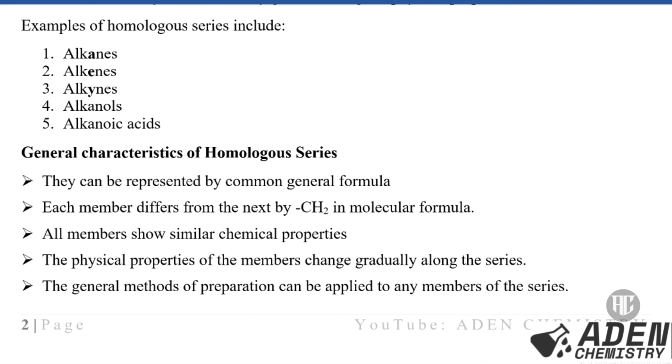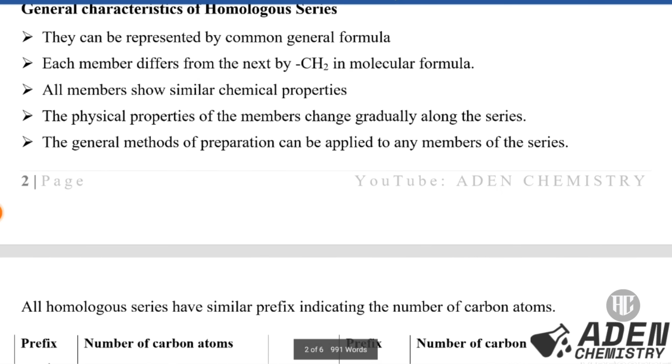So number 1, they can be represented by a common general formula. Number 2, each member differs from the next by CH2 in molecular formula. Number 3, all members show similar chemical properties. Number 4, the physical properties of the members change gradually along the series. Number 5, the general methods of preparation can be applied to any member of the series. Those are the general characteristics of homologous series.